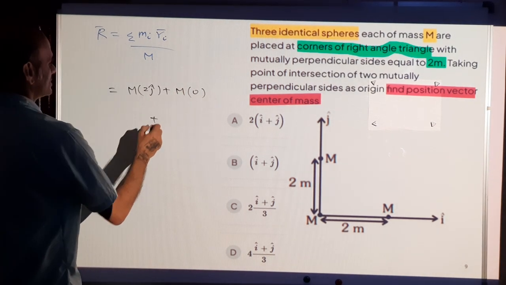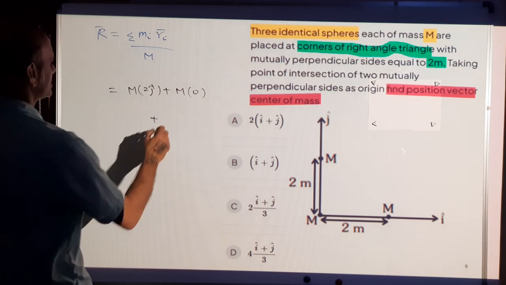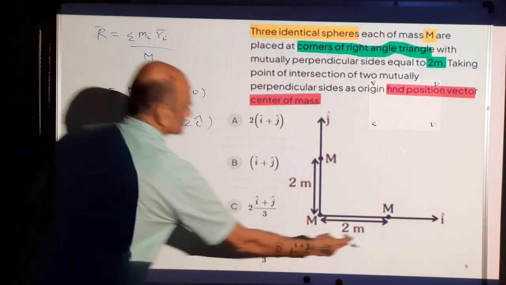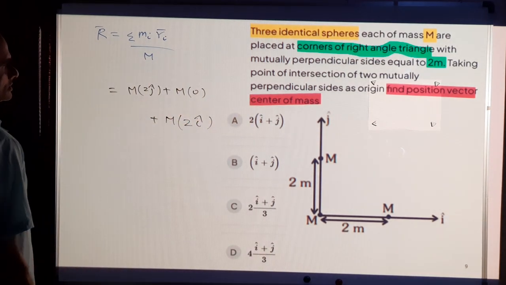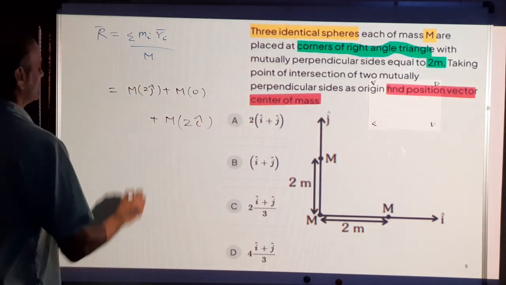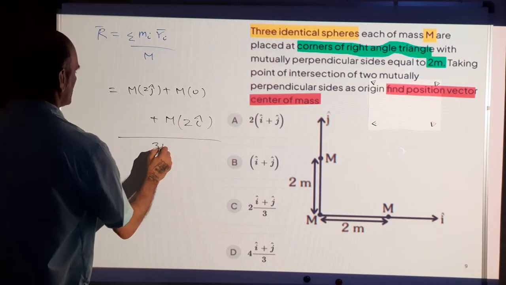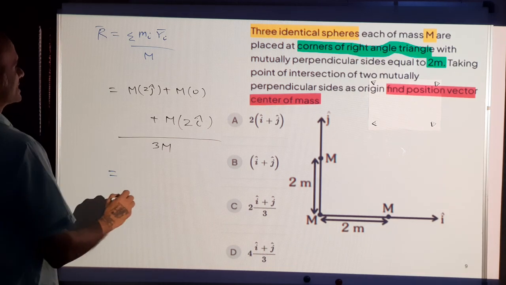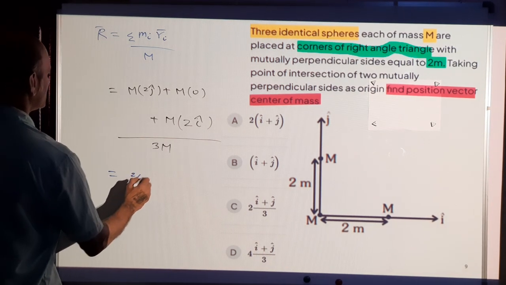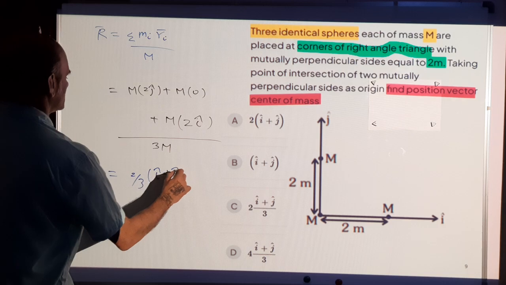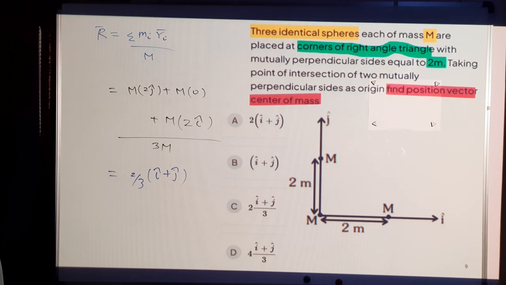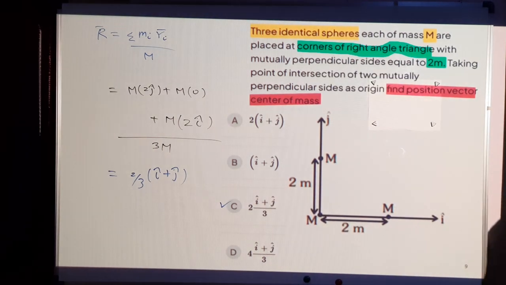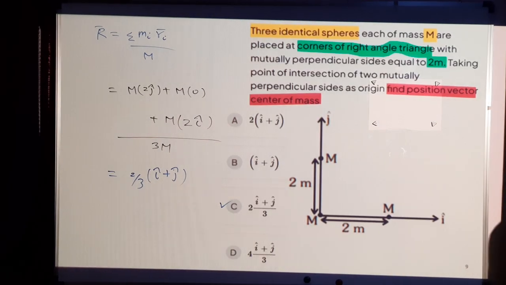And the third mass is on the x-axis at a distance of 2 meters. The position vector of the third particle is 2 i cap. j cap is 0, it's on the x-axis. And the total mass is 3m. m will cancel. So 2 by 3 i cap plus j cap. C is the correct option.